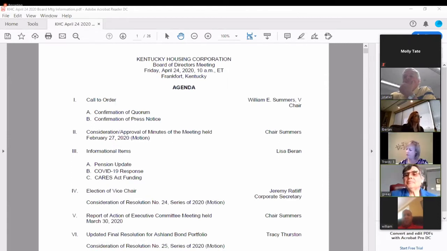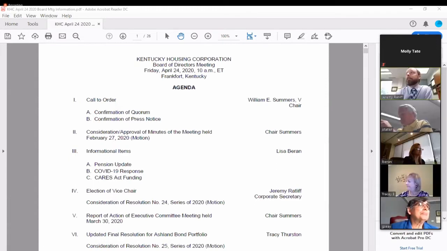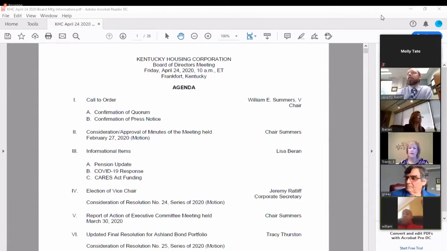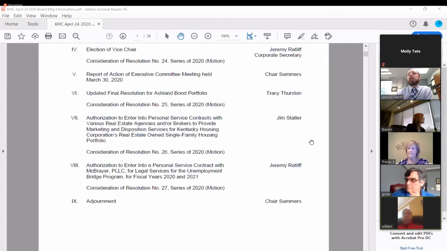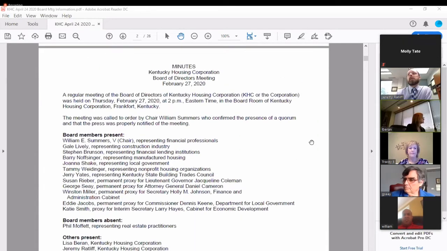Yeah, so Susan Reber and Eddie Jacobs are the only ones that we're missing, according to my script. We do have a quorum. We do have a quorum. Okay, can we just start then, and then if they come in, we can recognize them? Yes, sir. Okay. So we do have a quorum, and the press has been notified. So everybody has the minutes from the last meeting on February 27th? Yes.